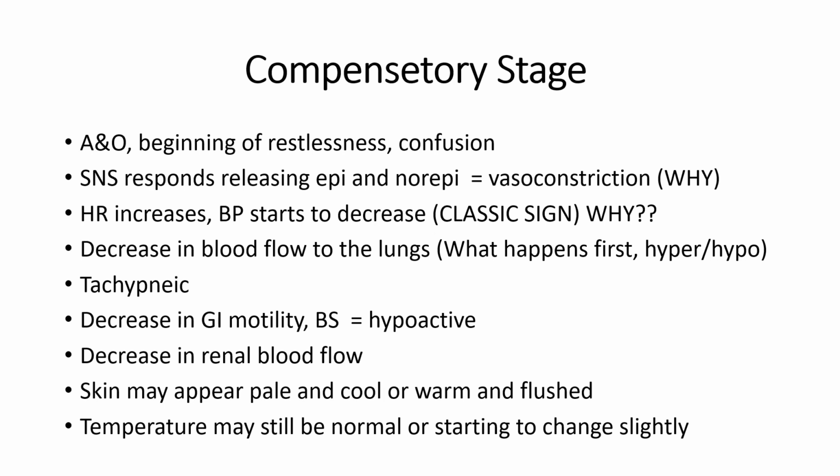We're going to see a start of a decrease in GI motility. Our gut's not as important as our heart and our brain, right? So we're probably going to start to see not so much a paralytic ileus, but more hypoactive bowel sounds, very far and few between. We'll see a little bit of decrease in renal blood flow, renal perfusion, meaning our urine output may start to decrease a little bit. We may start to appear more pale and cool. In a lot of the earlier stages, remember, because of that initial vasodilation, we may become warm and flushed. So those are the initial stages, and as we get worse, we're going to become more cool and mottled as we go through the stages. Our temperature may still be normal, or it may be starting to change ever so slightly. So we're compensating on every level here.